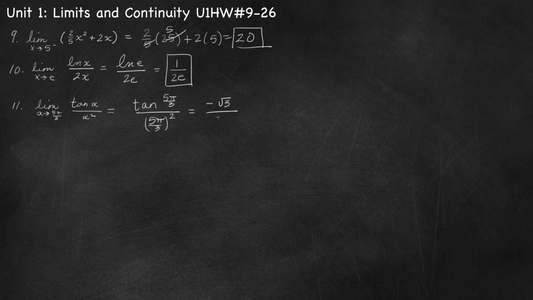Over 5 pi over 3 squared. So 25 pi squared over 9. And the over 9, that part's going to flip up to the top. So we have negative 9 root 3 over 25 pi squared.